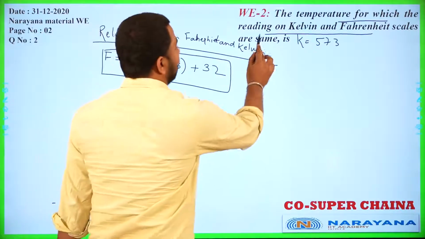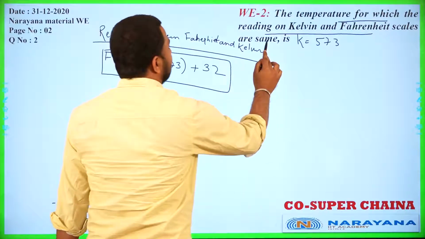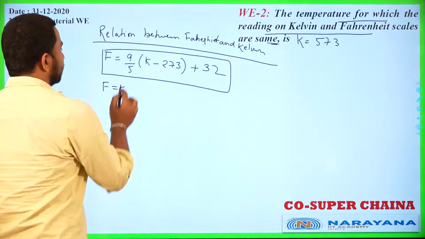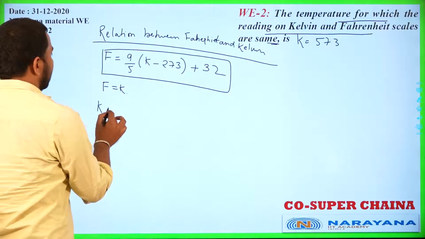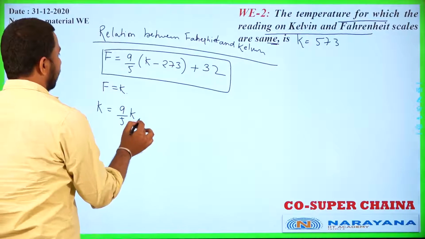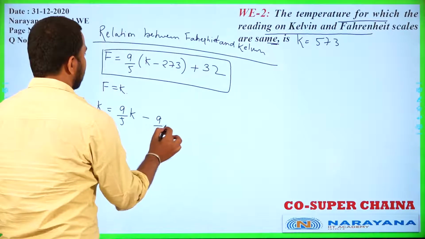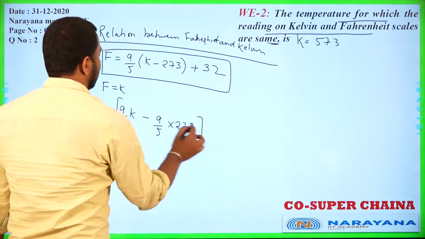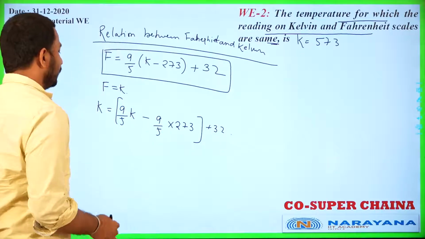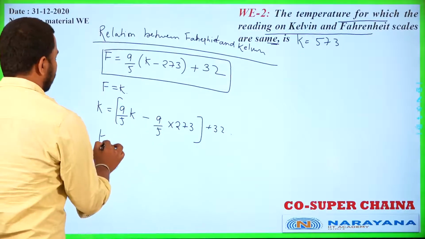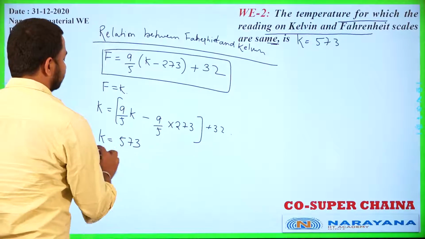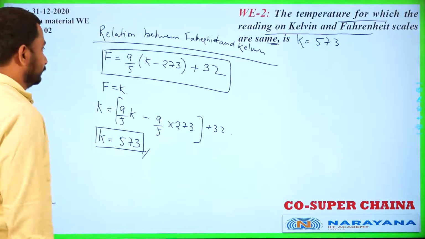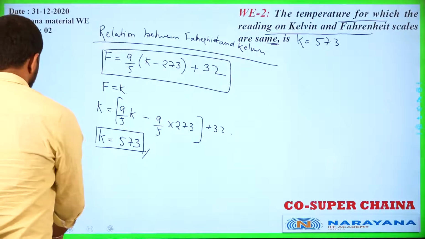Now, what is given here? The Fahrenheit and Kelvin readings are the same, so F is equal to K. Just substitute the value. So we write K is equal to 9 by 5 K minus 9 by 5 into 273, plus 32. Just solve for this K. You will get the value as 573, and that is the answer to this question. Let's move to the next question.